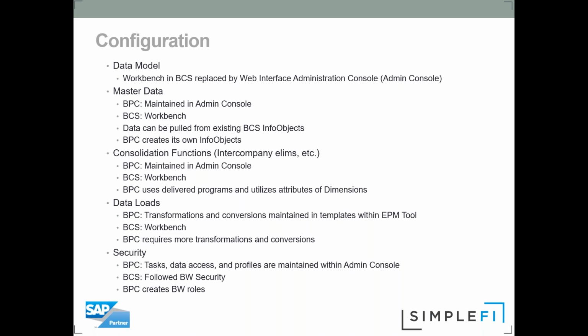There are delivered programs. There are standard canned programs for eliminations, for things like currency translations. And so it utilizes that plus the combination of our master data or our dimensions. It uses properties or attributes for us to be able to flag or group certain items. And so really the combination of those two gets us to producing those consolidation functions or calculations within the system.